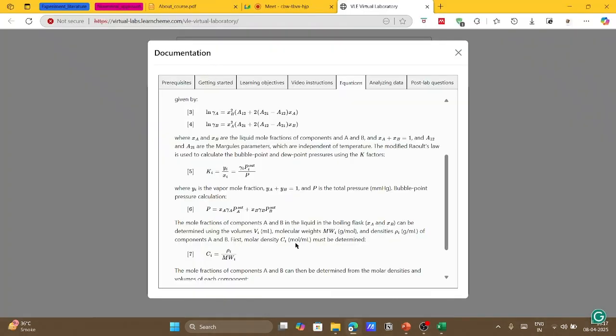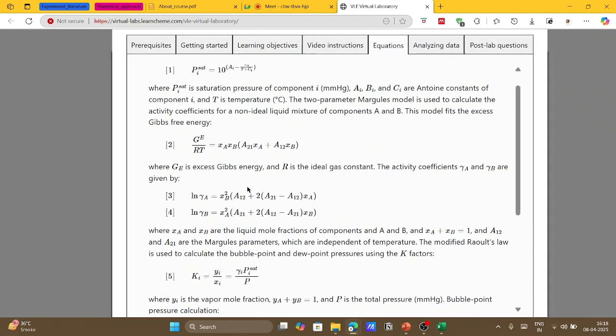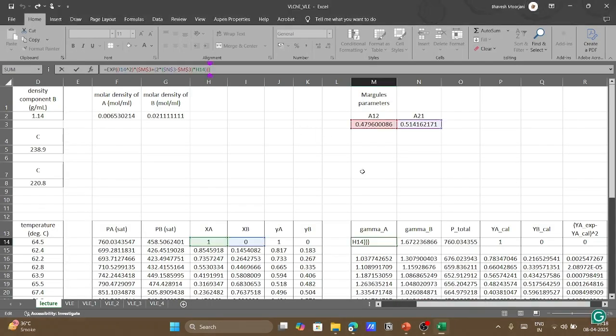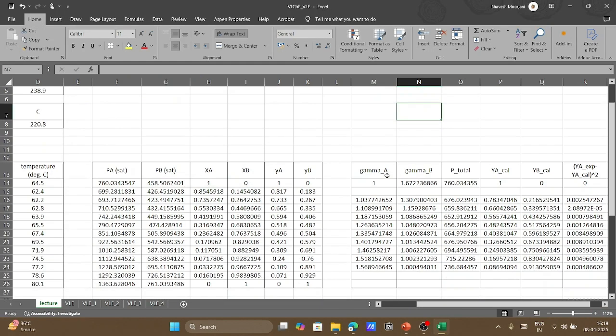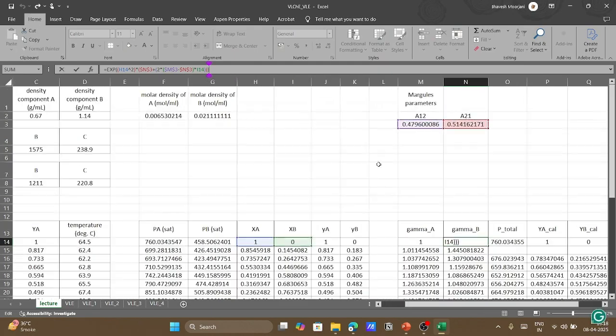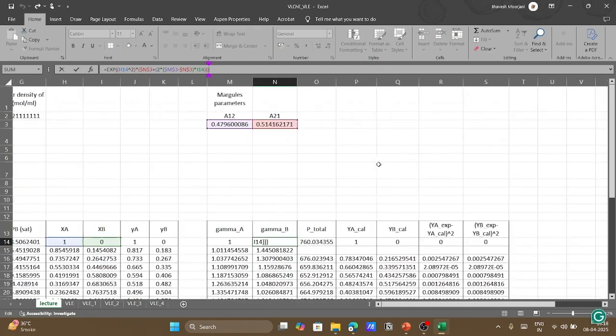You have to use this equation, right? So gamma A will be inverse exponential to the power of this term. This has already been implemented here, okay? And compute the activity coefficient of A, gamma A. Similarly, compute the gamma B. Okay, so gamma B again follows the same equation that is given in the theory.